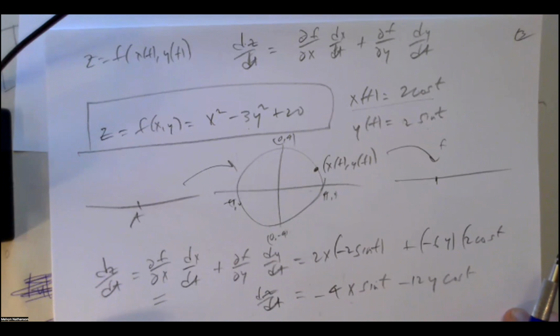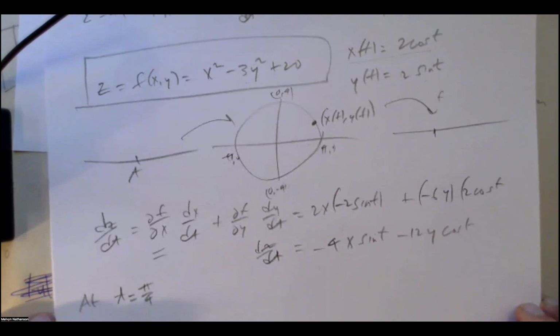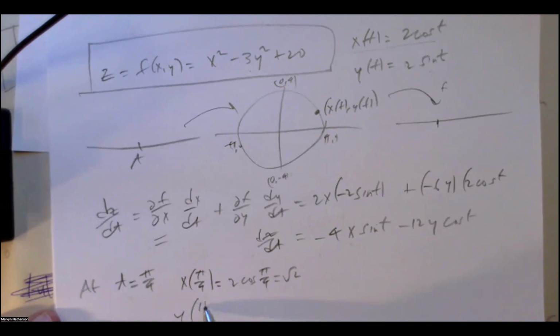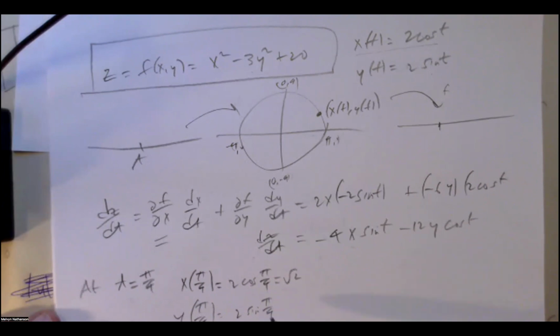And suppose we want to evaluate this at t equal to pi over 4. So when t is equal to pi over 4, what is x? x at pi over 4 is 2 cosine pi over 4. Cosine of pi over 4 is 1 over root 2, so that's root 2. y at pi over 4 is 2 times the sine of pi over 4. This is again 1 over root 2, so this is also root 2.